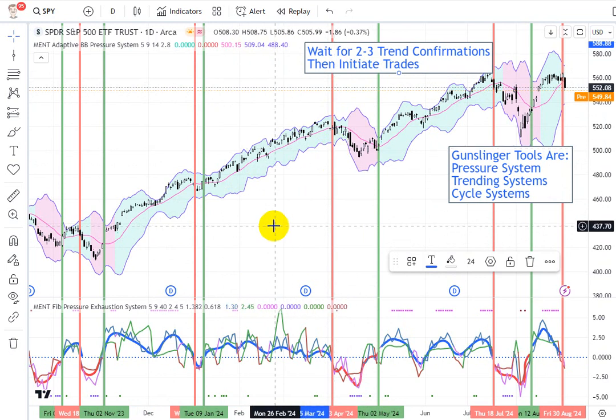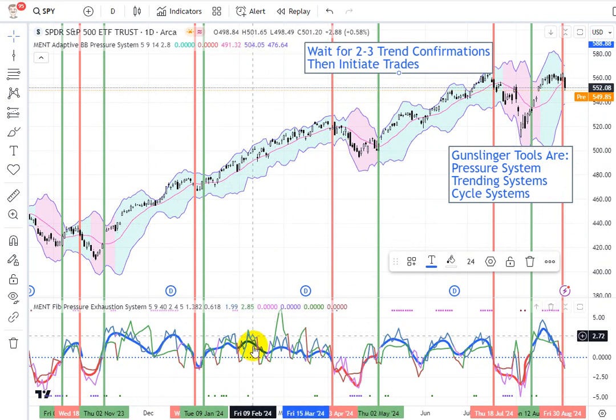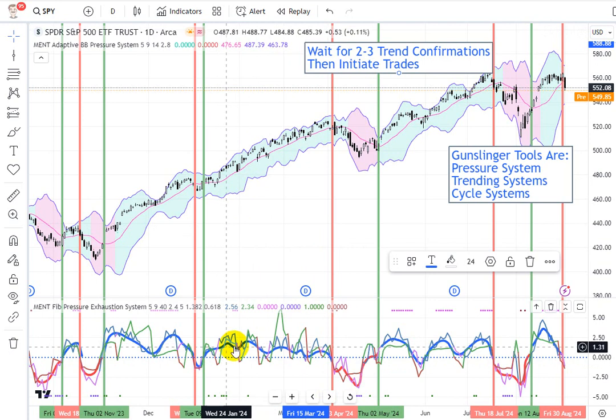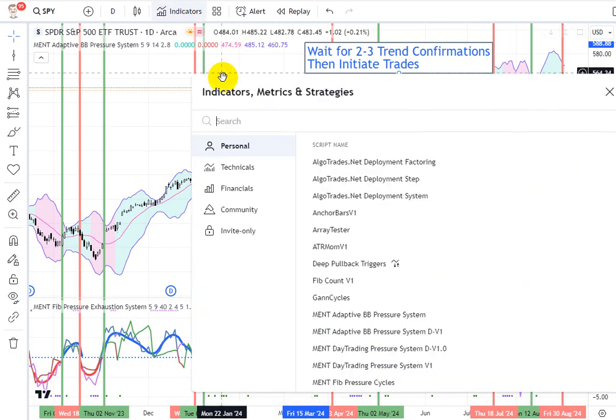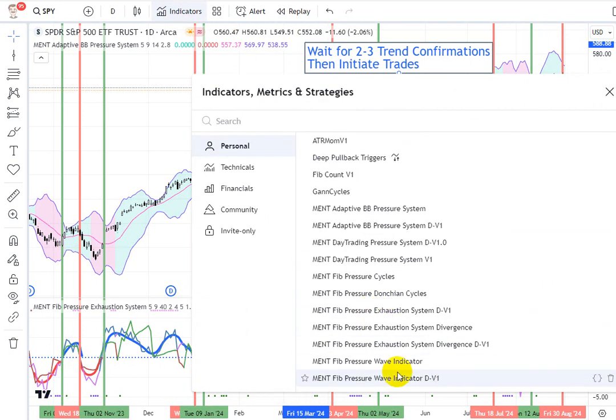Now, there's a couple of other trending systems available. Remember, everything is based on the pressure system. So we come in here and we go to the pressure wave indicator.